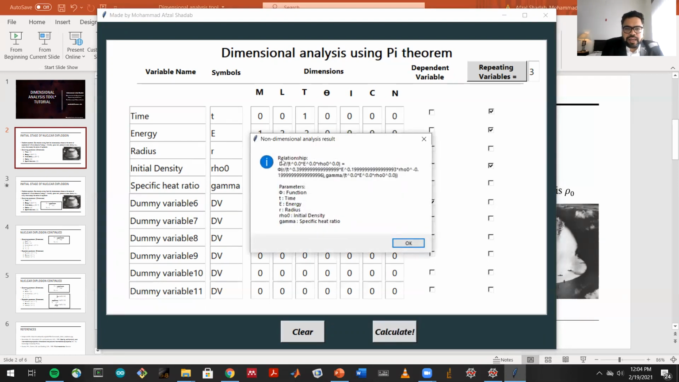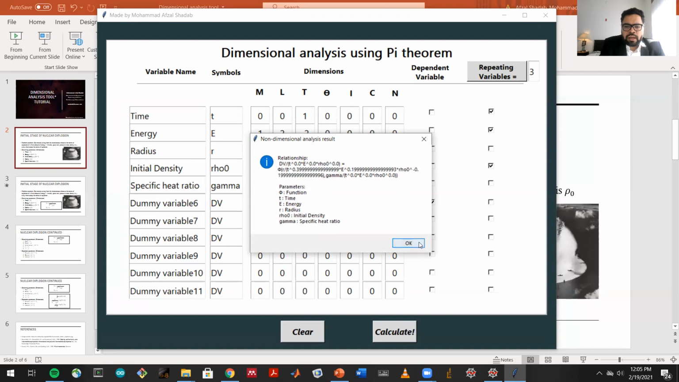Here you'll find the relationship where you have this dv, which you can disregard. Then you have the functional phi, which is a function of r over t raised to the power minus 0.4, e raised to the power 0.2, and rho naught raised to the power minus 0.2. And you have gamma over t raised to the power 0, e raised to the power 0, and rho naught raised to the power 0, because gamma is just dimensionless.